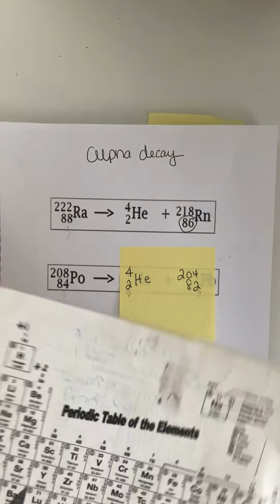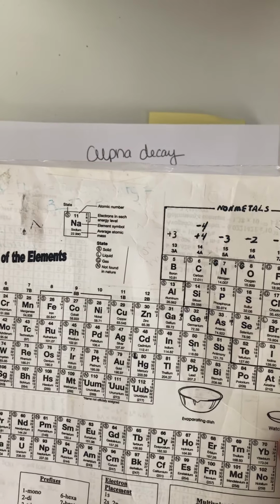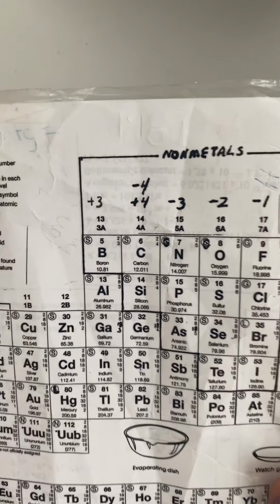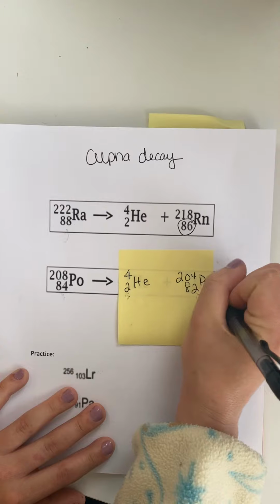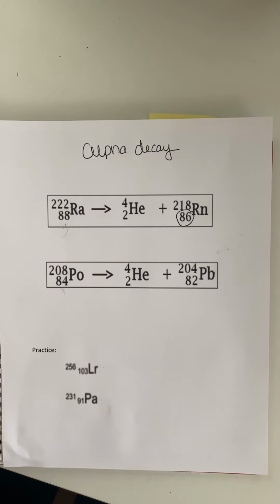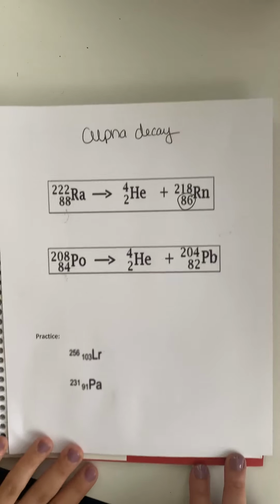And I look for the element that has 82 protons to tell me my identity. And I see that I am Pb, lead. And really not as effective. Post-it. Yes, I was correct. So this is what your practice problems are going to look like.